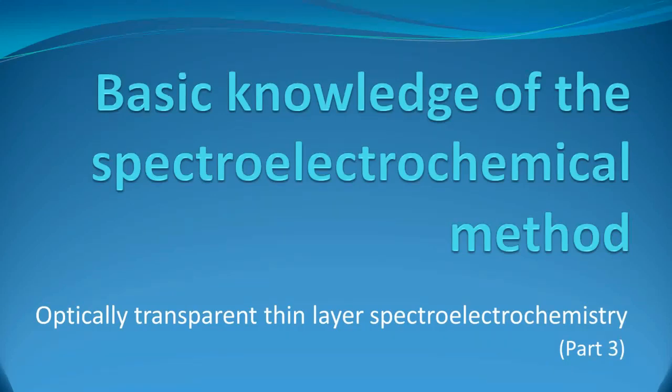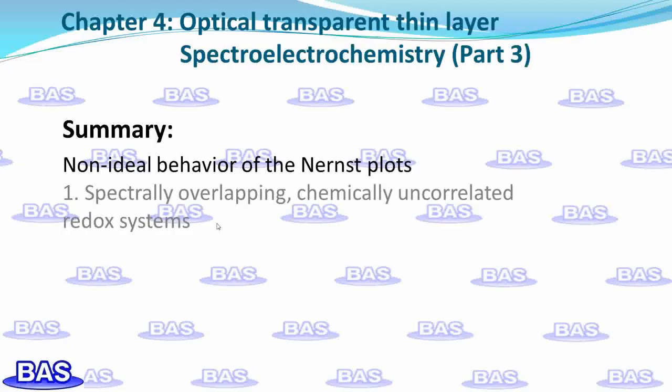This video will introduce the sixth chapter of the series on the basic knowledge of the spectroelectrochemical method, the third part of optically transparent thin layer spectroelectrochemistry. In the previous article, we introduced the first part on the non-ideal behavior of the Nernst plots, which covered spectrally overlapping, chemically uncorrelated redox systems. And in the second part, we will introduce the chemically correlated redox couple.